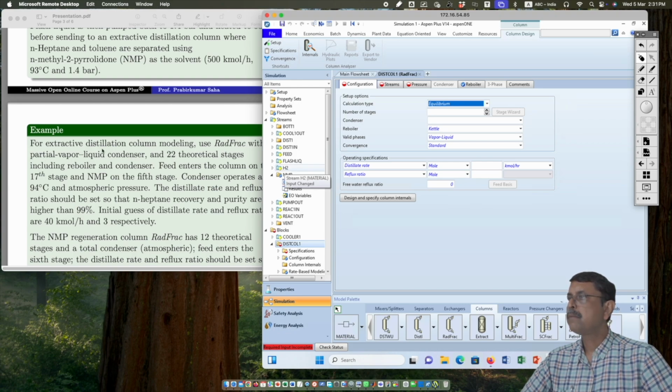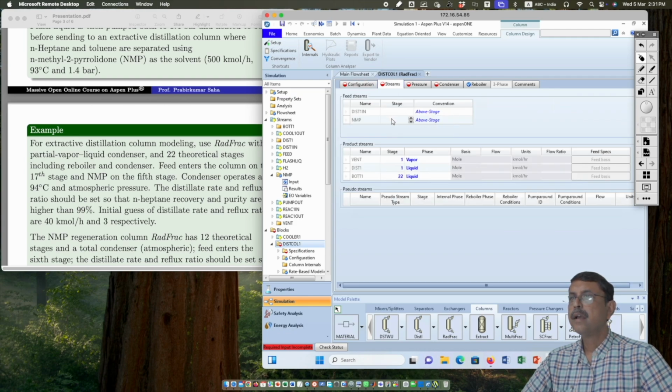Now we have to specify the distillation column. The extractive distillation column has 22 theoretical stages with a partial vapor and liquid condenser. So it is a partial vapor liquid condenser. The feed enters the 17th stage, NMP the 5th stage. So feed enters the 17th stage and NMP at the 5th stage. Both are on stage.